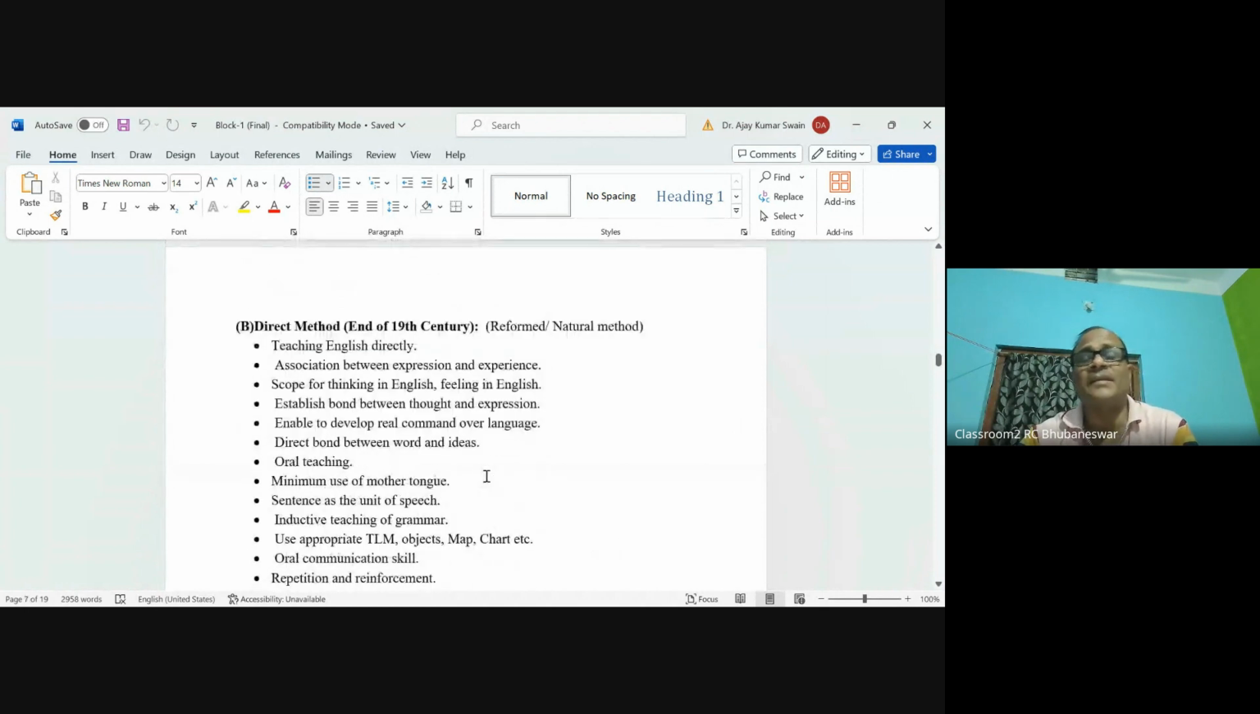Next is direct method. So it is just the opposite of grammar translation method. This method is known as reformed method or natural method.